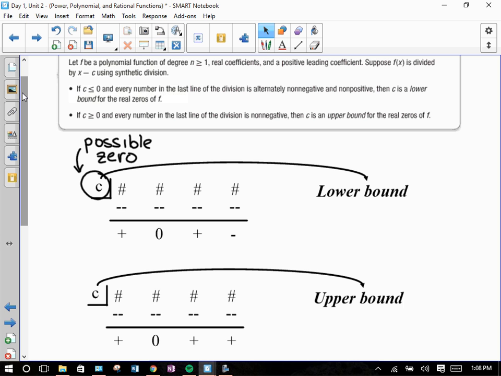So let's say you're testing your positive zeros, you find all your positive zeros, and you test, let's say, 5. And you use synthetic division, and it alternates between non-positive and non-negative. That means it's a lower bound. If they're all non-negative, that means it's an upper bound.